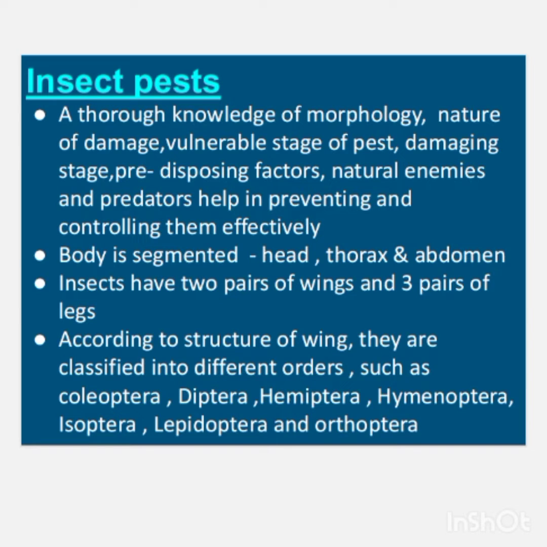All insects belong to the class Insecta. Their body is segmented and mostly comprises three main segments: head, thorax and abdomen. Insects have two pairs of wings and three pairs of legs. According to the structure of wings, they are classified into different orders such as Coleoptera, Diptera, Hemiptera, Hymenoptera, Isoptera, Lepidoptera and Orthoptera, etc. All these insects belong to different orders and may have different life cycles with different damaging stages and nature of damage. With a view to accomplish better pest management, all these factors are important, but the most important is how and when they attack the host.